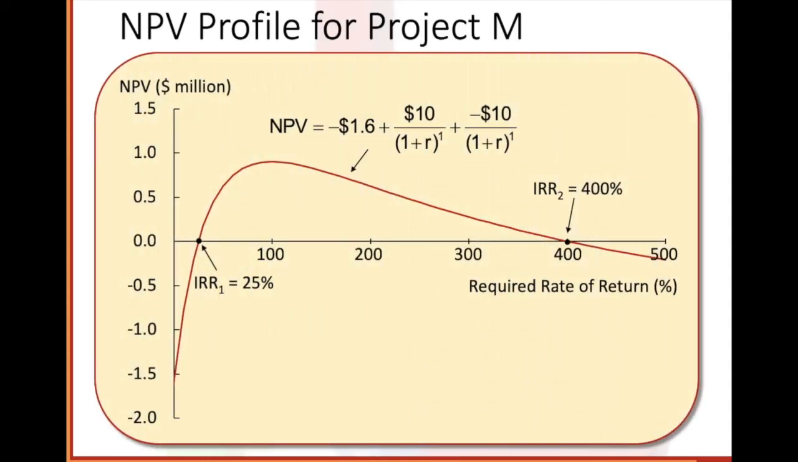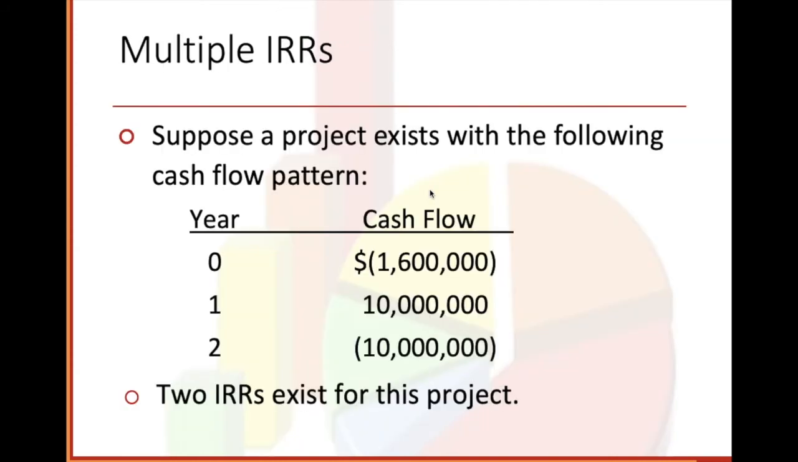So here's the net present value profile for project M. Here's our IRR of 25%. Then it starts to decrease, so 400% required rate of return. Net present value equals negative 1.6 plus 10 divided by our interest rate, and then a negative 10, which was indicated right here. That's why it says we made and then we lost.